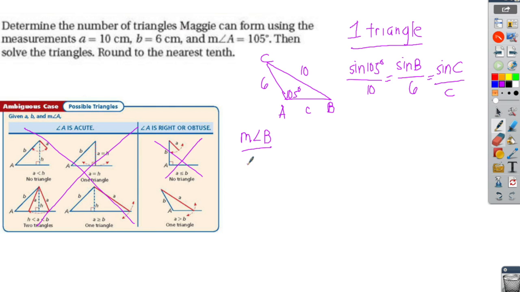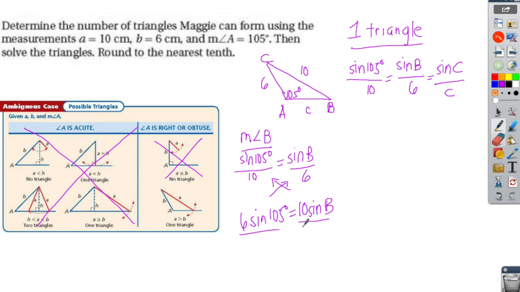To find the measure for angle B, we're going to use sine of 105 degrees over 10 and cross-multiply with the second fraction. In doing so, we're solving for angle B. Remember how we solve for the measure of an angle? You must use the inverse function. In order to get there, we're trying to isolate the angle measure first.